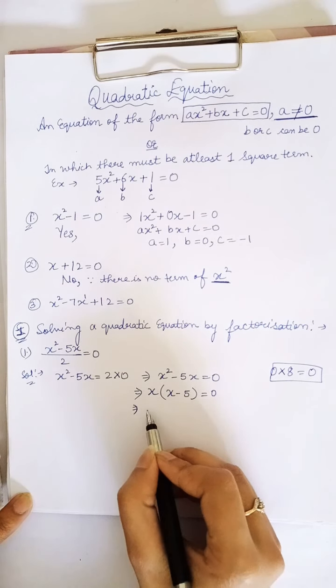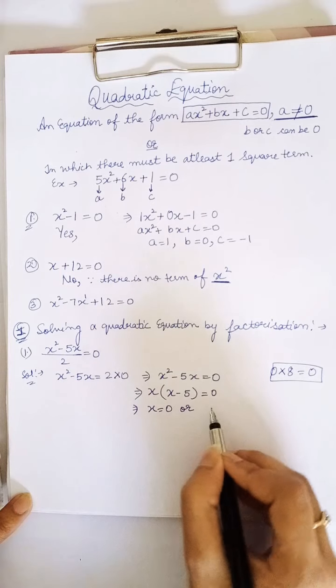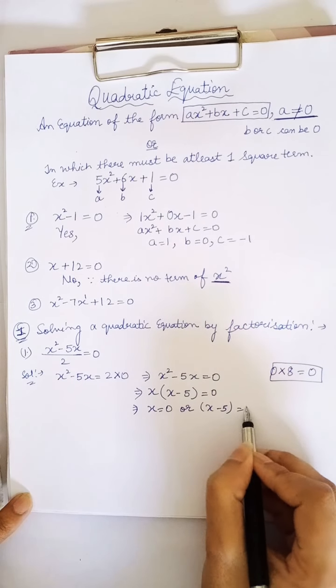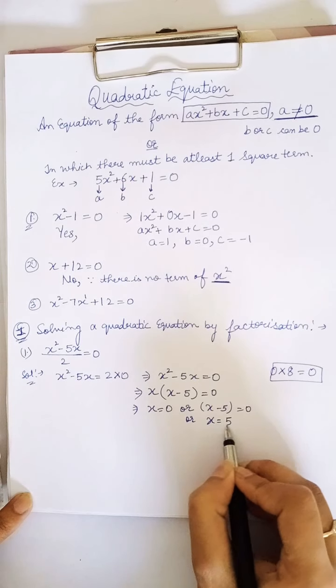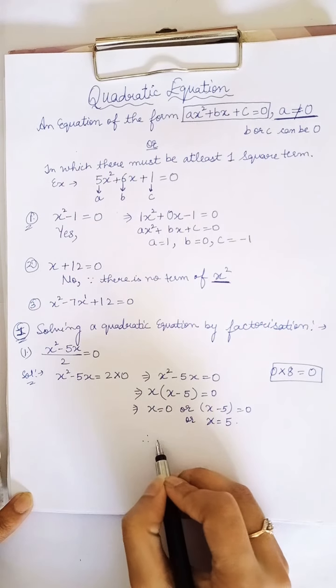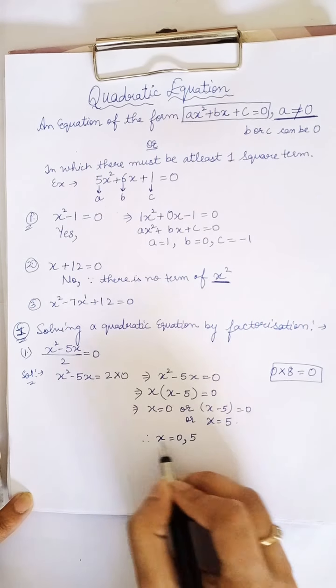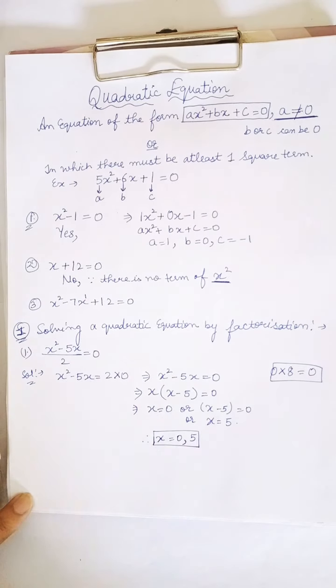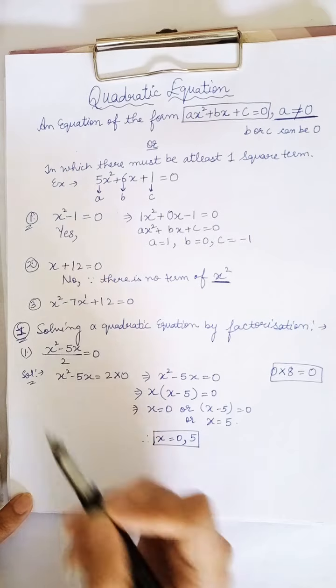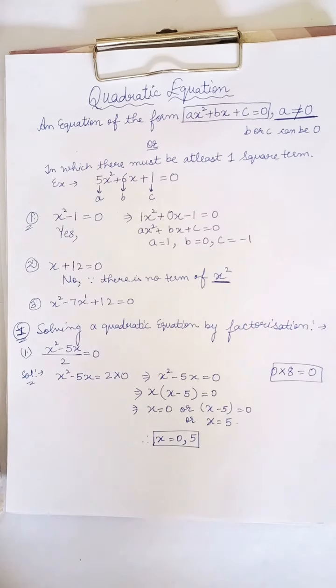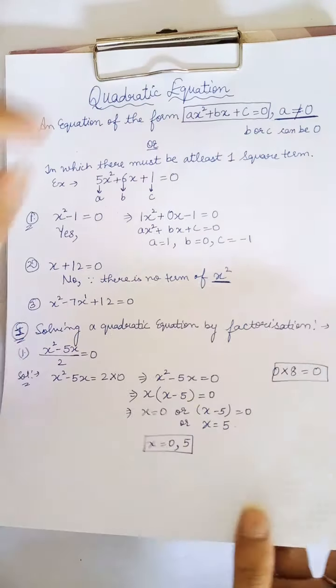That means either x is equals to 0 or x minus 5 is equal to 0. From here x equal to 0 or from here x is equals to 5. Therefore the value of x is 0, 5. This is the answer. One thing more, see what is the degree of x. Degree of x is 2 in a quadratic equation. So what we will get in the answer, we will always get two values of x. Okay, now move to the second question.